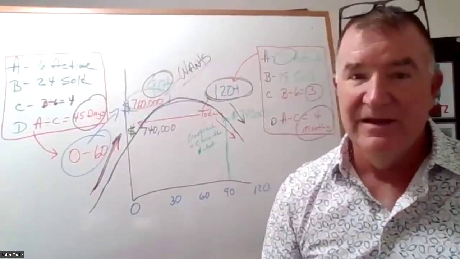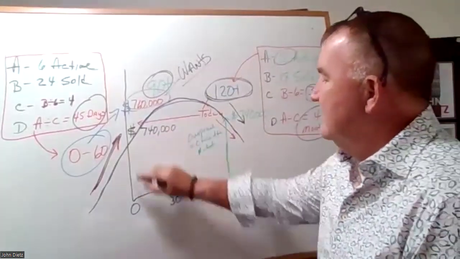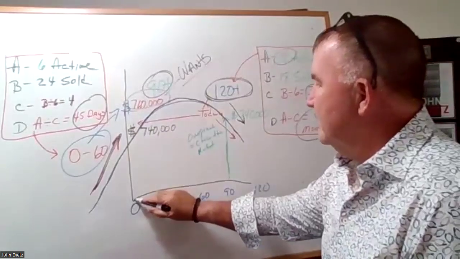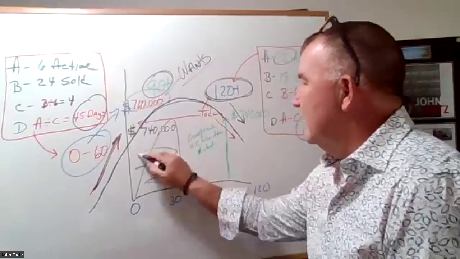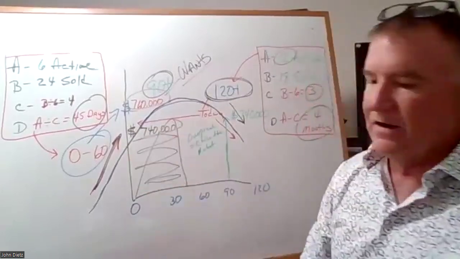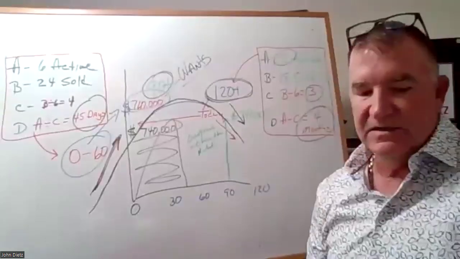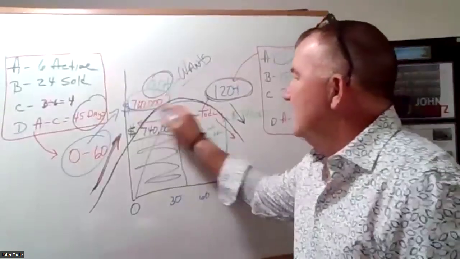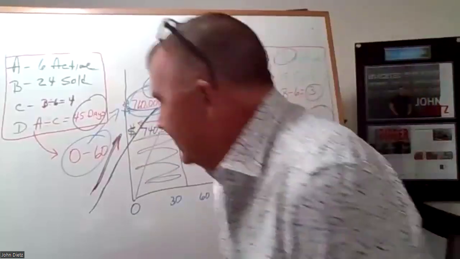Okay, fine. Now, the challenge with that is our window of opportunity is the first 30 days. This is the time where the greatest number of people are looking at our home. And if we're at $760,000, we're missing the market.